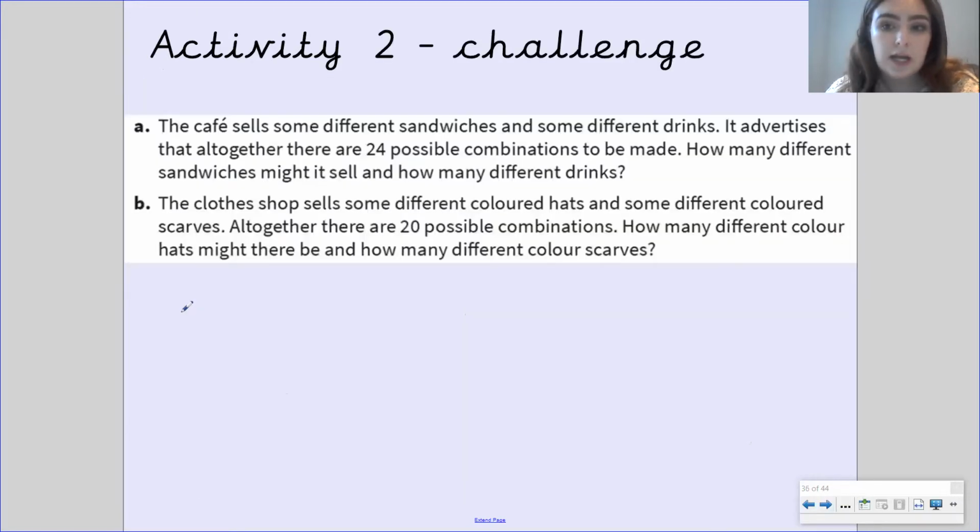Activity number 2, challenge. So we've got a worded problem here. Part A says the cafe sells some different sandwiches and some different drinks. It advertises that altogether there are 24 possible combinations to be made. How many different sandwiches might it sell and how many different drinks? Part B says the clothes shop sells different coloured hats and some different coloured scarves. Altogether there are 20 possible combinations. How many different colour hats might there be and how many different colour scarves?